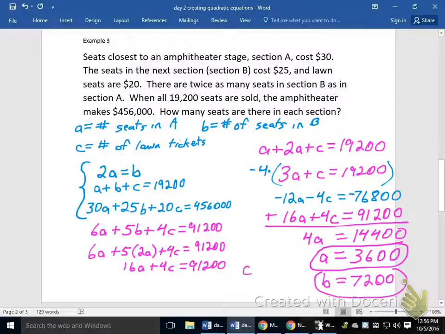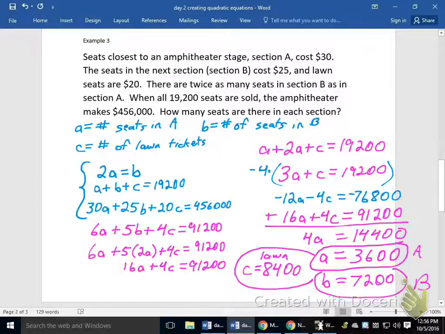And now, I just need my loan seats, and what I would do is refer back to this: A plus B plus C equals 19,200. I would plug in 3,600 for A, I'd put 7,200 in for B, and I'd take both of those away from 19,200. So 19,200, take away 3,600, take away 7,200, is 8,400 seats in the loan. So there's my loan. Here's Section A. Here's Section B. And there's my three answers. That's how many seats are in each section.